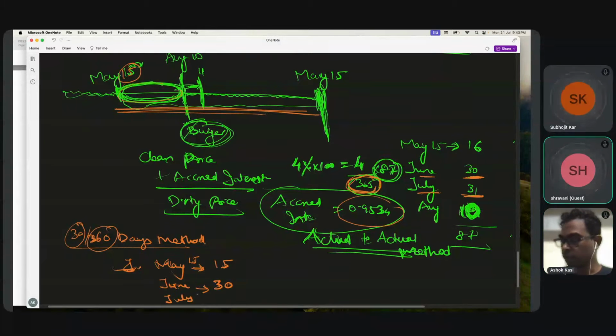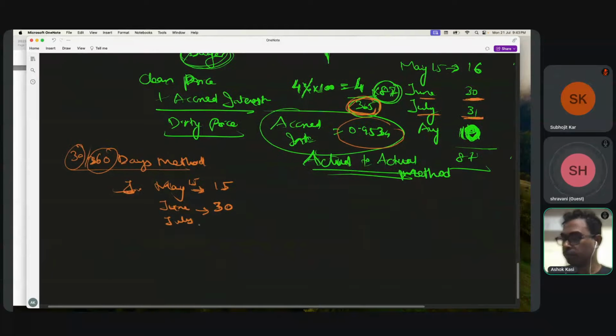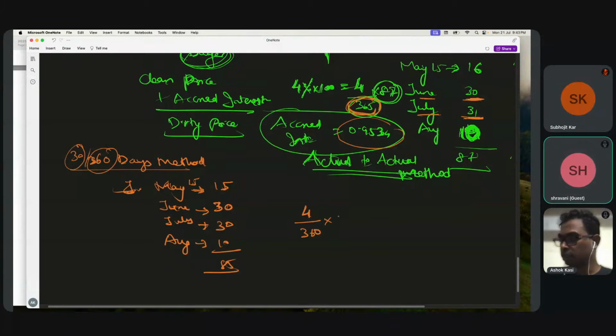July, all 30 days for me, because I don't care if it is 31. I will take 30 only. July. August, it is 10 days. So 85. So 4 rupees is per annum. This is for 360 days. How much will it be for 85? Just calculate it.